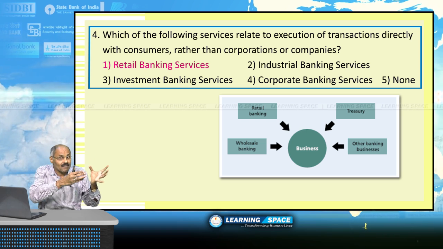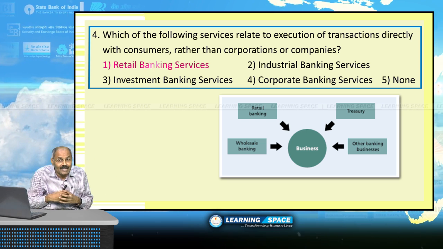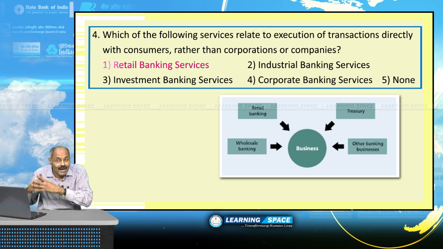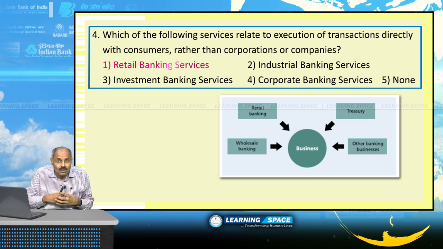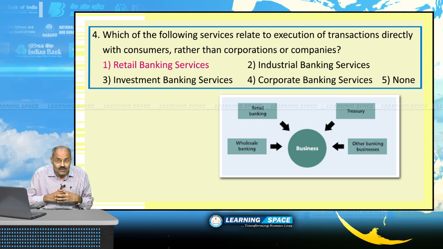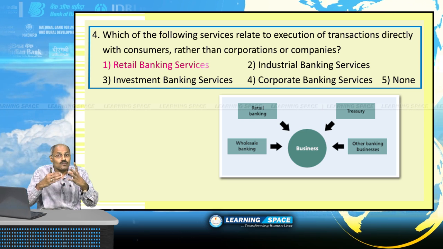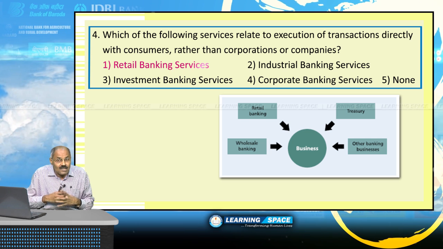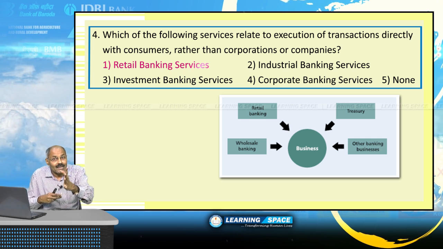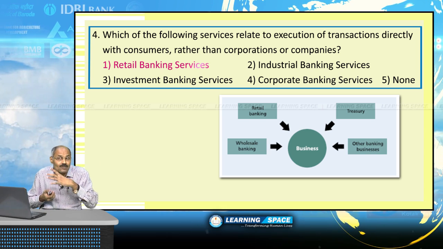If the bank is giving a 500 crore loan to some company, it comes under corporate banking or wholesale banking. But if the bank is giving loans to individual customers, personal loans, credit cards, house loans, education loans, this comes under retail banking services. The answer here is retail banking services. Please look into the next one.